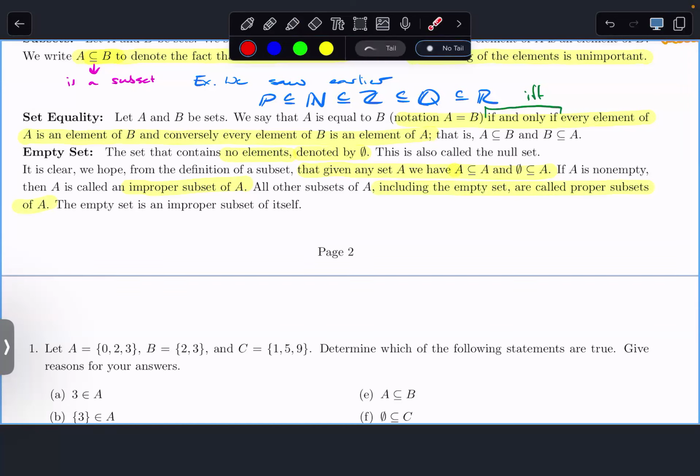What's funny then is the empty set is an improper subset of itself. What? That's just a fun fact. You don't have to worry about that one.